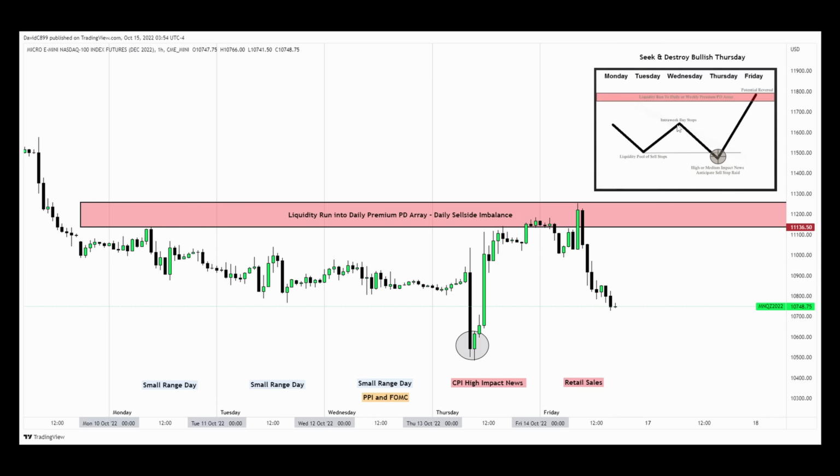We have intra-week buy stops above this short-term high, and this is seen on this high and on this high. And also we have a higher time frame daily or weekly premium PD array, and in this case this is the daily sell side imbalance. Once price traded into that daily premium PD array, we can expect a potential reversal in the market.